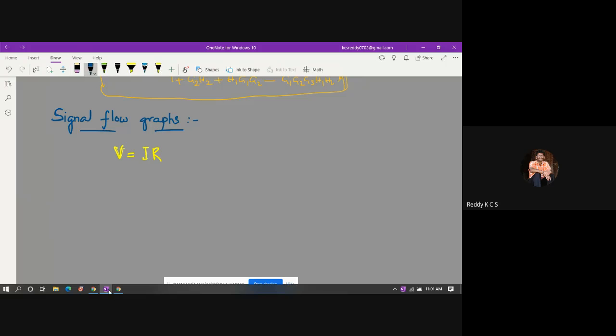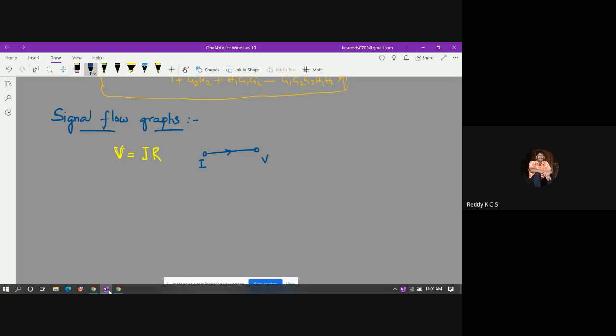This is an equation in which you can find the voltage using the resistance, right? So V is equal to IR. From this, there are two variables, that is voltage and current. Resistance is a constant. So if I represent this graphically, the independent variable here is I, and the dependent variable is V.